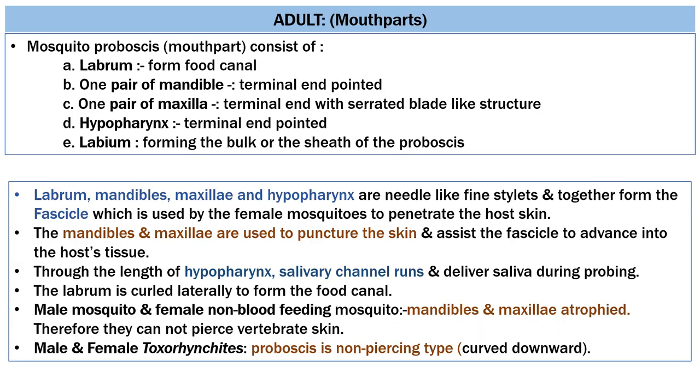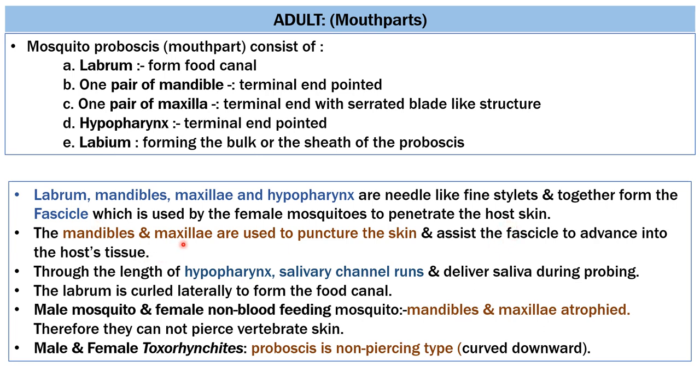One of the most important body parts of adult life stage of mosquito is the proboscis or the mouth parts. It is a composite structure and consists of a labrum, one pair of mandibles, one pair of maxillae, one hypopharynx and one labium. Labrum, mandibles, maxillae and hypopharynx are needle-like fine stylets and they together form the fascicle which is used by the female mosquitoes to penetrate the host skin.